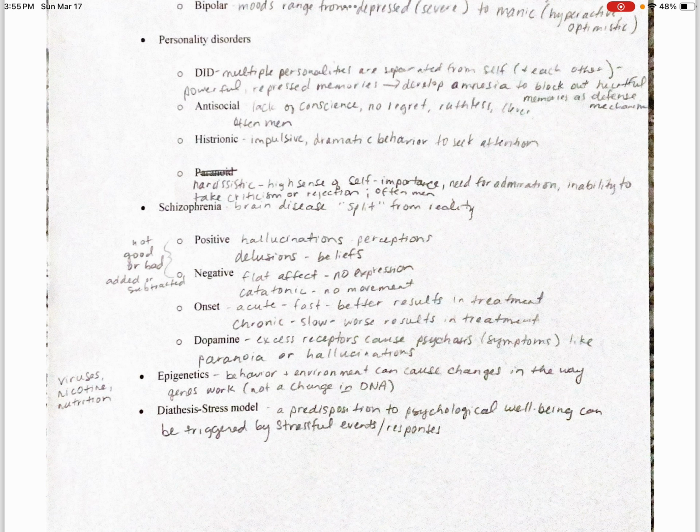Delusions are beliefs, typically false beliefs, and it's often like paranoia. You believe somebody's following you or wants to kill you or poisoning you. Negative symptoms of schizophrenia are things like flat affect, where we have no facial expression. Catatonic is when there's no movement. We're just kind of rigid and there's a lack of any body movement.